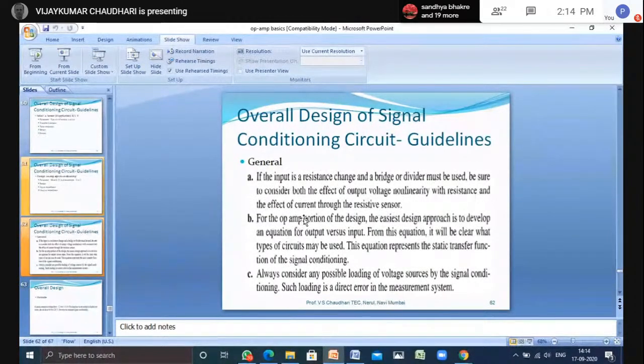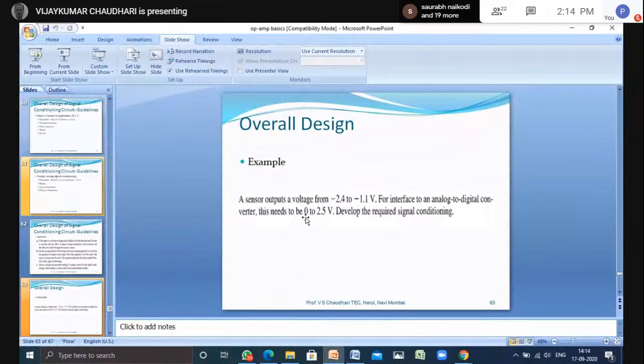So let's solve one example on that. This example says that we are required to develop a signal conditioning circuit for this, right?